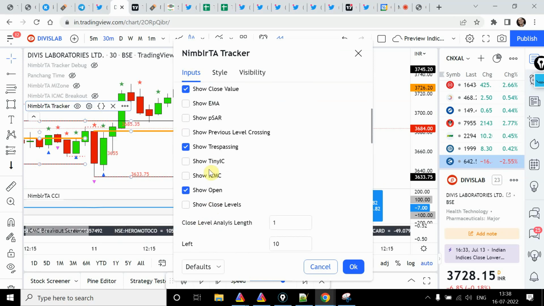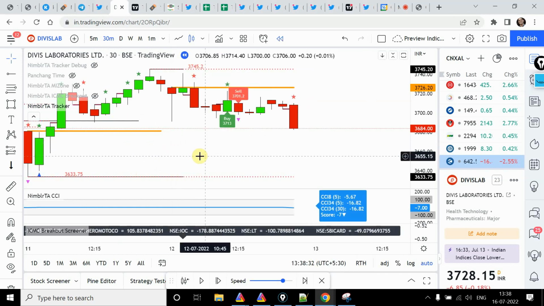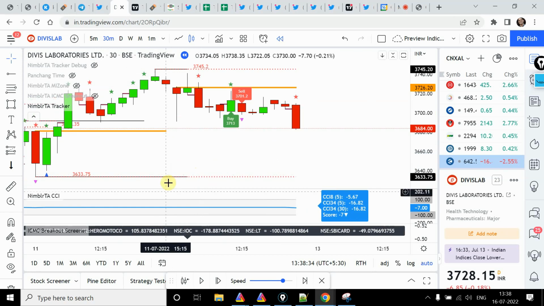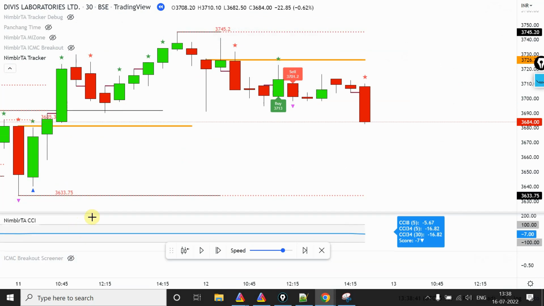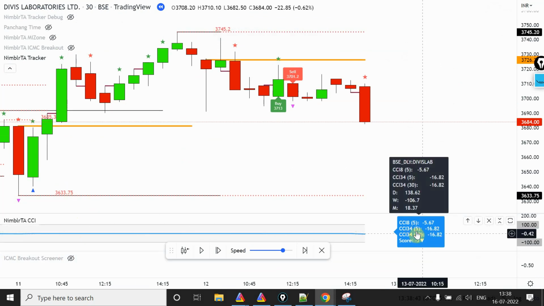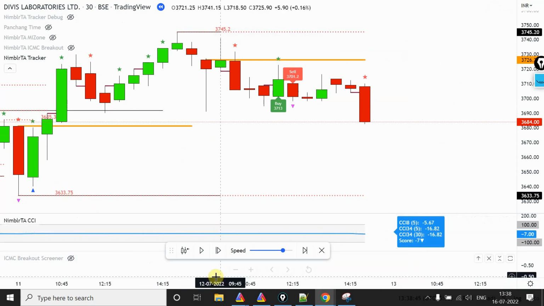So what all we want, tiny IC to be visible, ICMC. Is there something you look forward to specifically? Yeah, just open and close levels. Okay, so this is there, right? So now let's try to analyze how it would go. And alternatively, I would also request you to see the CCI part, how it is changing, right? This is the health of the system, health of the stock, right? So you just do a play button over here at this moment.